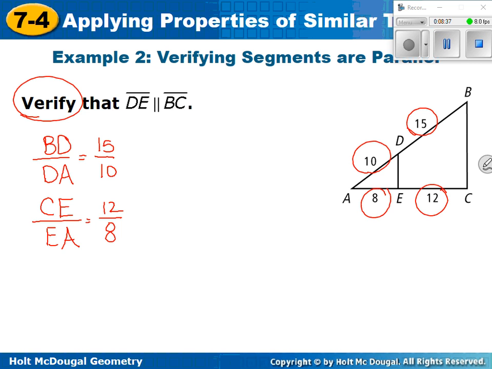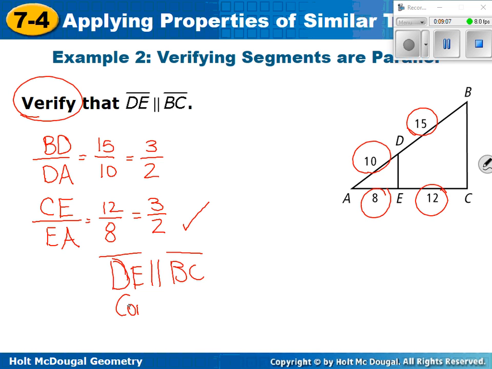What's 15 over 10? Okay, and let's leave it as a fraction. So that is 3 over 2. When we're talking about ratios and proportions, we want those to be in fraction form. So 3 over 2, what's 12 over 8? 3 over 2. And so do they reduce to the same fraction? Yes, and so that proves that DE is parallel to BC by the converse of the triangle proportionality theorem.